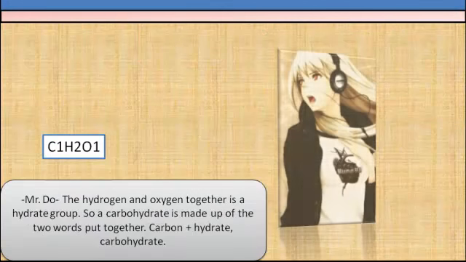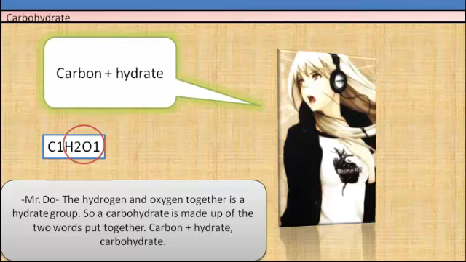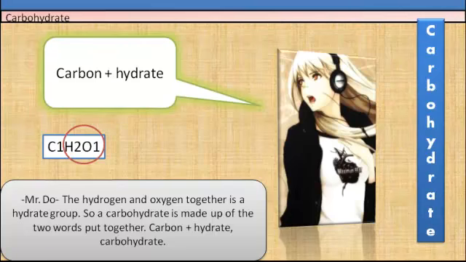The hydrogen and oxygen together is a hydrate group. So a carbohydrate is made up of two words put together. Carbon plus hydrate, you get carbohydrate.